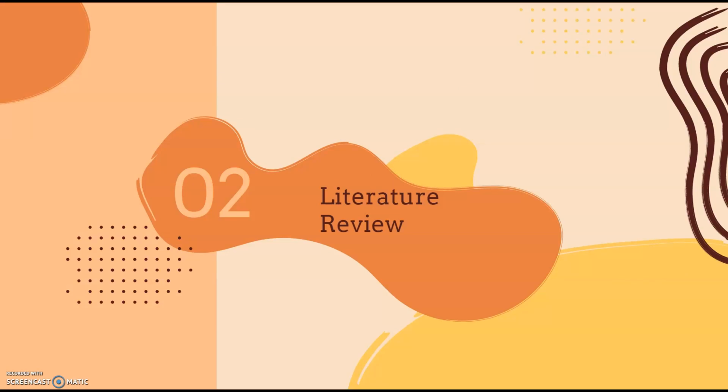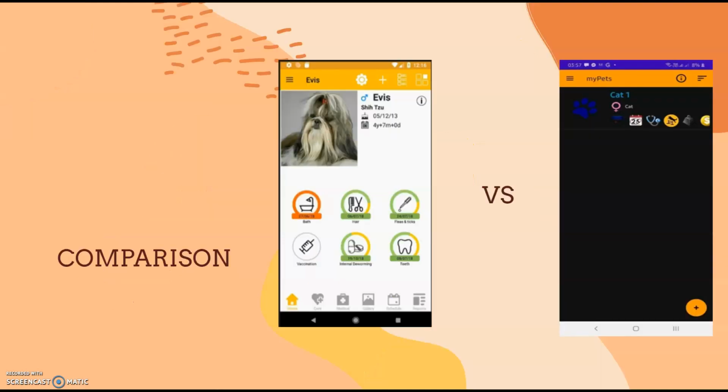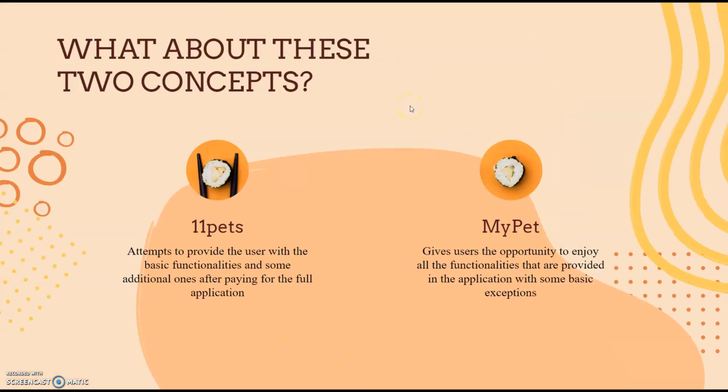Okay, to make our application, we need some resources. We need to understand a few simple things when it comes to the application. First of all, let's look at a comparison between the applications that are present in the market now. The first application is called 11 Pets. The second application is called My Pets. Now, 11 Pets and My Pets are the most downloaded pet care applications on Google Play. And the funny thing is that they have very subpar reviews because the people downloading the software expect a decent quality of service.